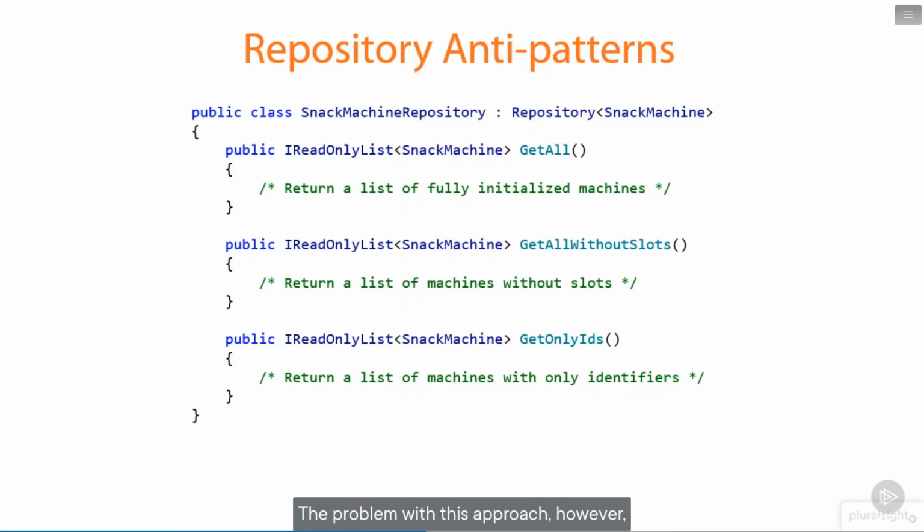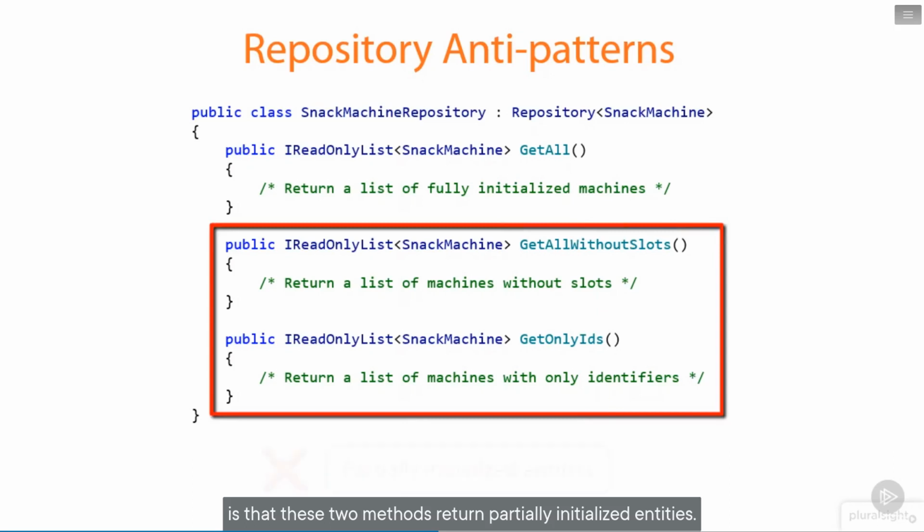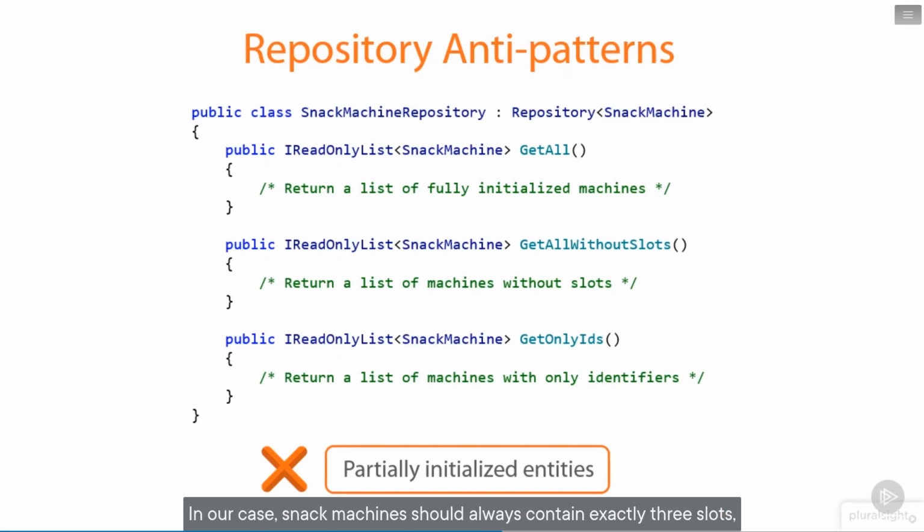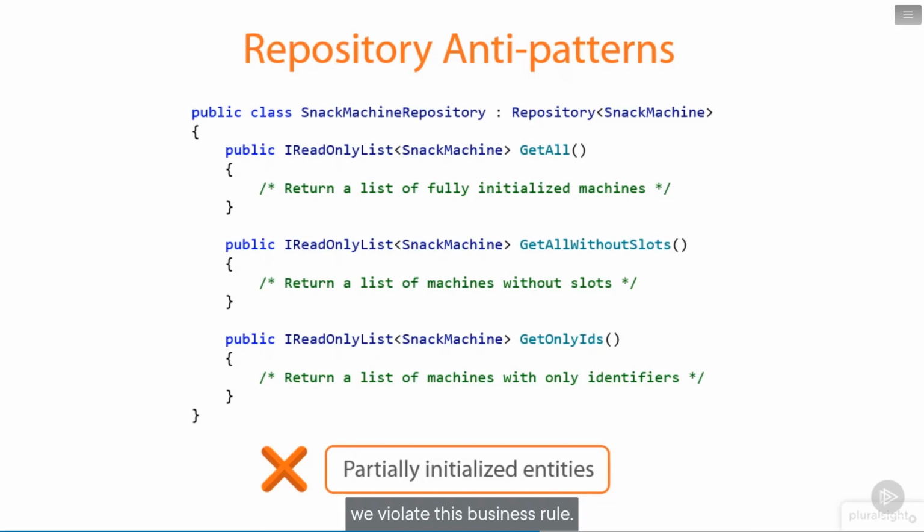The problem with this approach, however, is that these two methods return partially initialized entities. And with partially initialized properties, we cannot ensure validity of the entities and thus cannot adhere to the always valid approach we discussed previously. In our case, snack machines should always contain exactly 3 slots, and by not returning them along with the machines, we violate this business rule. Partial initialization leads to inability to maintain invariants of the entities and thus should be avoided.